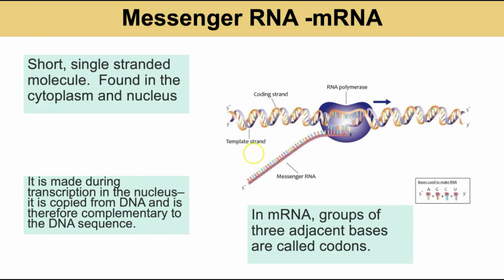So next, let's have a look at the 3 types of RNA. We have M, T, and R. mRNA is short, it's single-stranded, and you find it in the cytoplasm and the nucleus. It's made during transcription, which we're going to see shortly. That's the first stage of protein synthesis. And it's a copy of one gene. So it's going to be a complementary copy to that DNA sequence in the gene. And as we said, 3 bases on mRNA are a codon, and that codes for one amino acid.